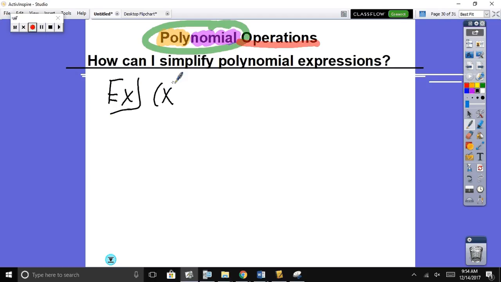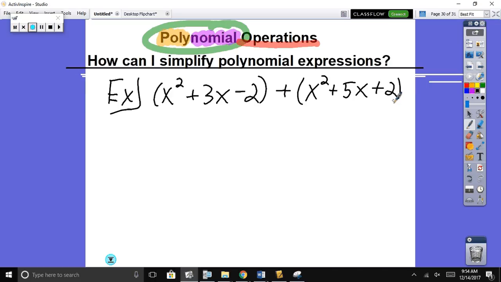So I'm going to look at x squared plus 3x minus 2 plus x squared plus 5x plus 2. Looking at this, we see we've got parentheses. When you think parentheses, you have to ask how to close those out. We always look at the number in front and see if we can distribute anything into it. Here, I see a 1, and if I distribute 1, nothing's going to change, so I can just drop these as they are.